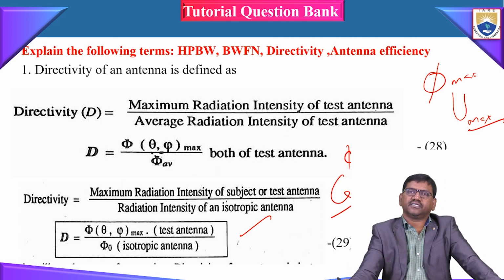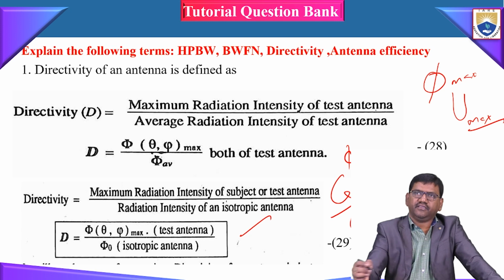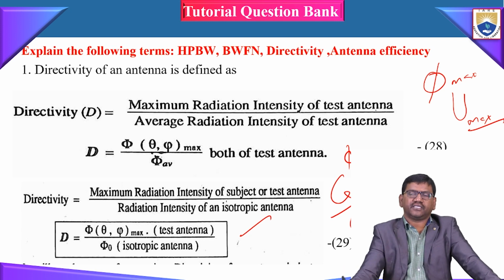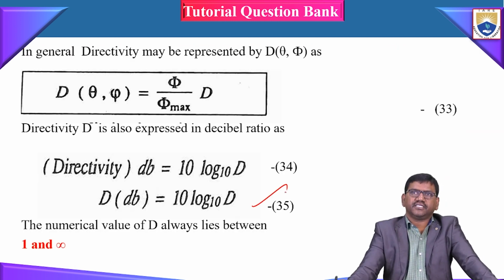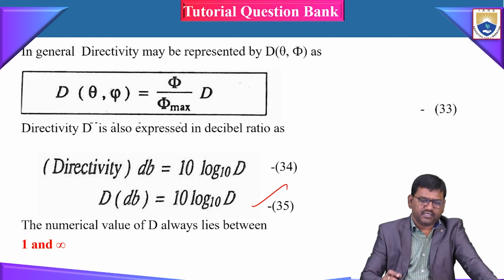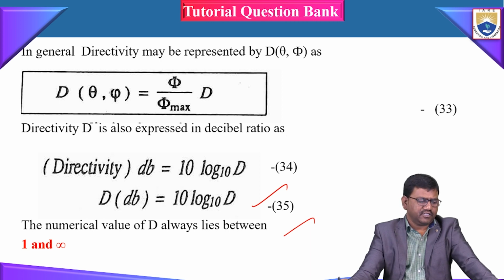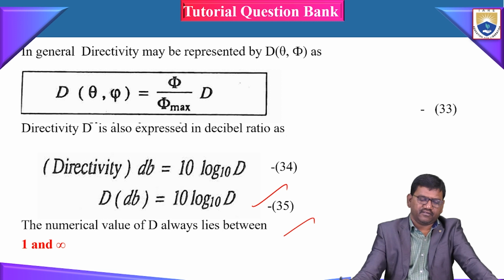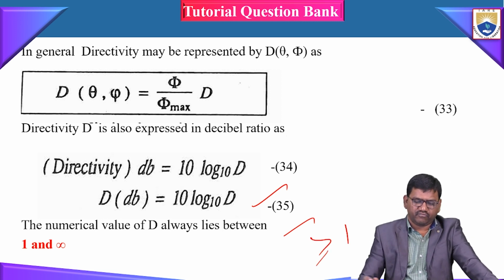Similarly, G represents the gain of an antenna. G naught represents the gain with respect to the isotropic antenna. If we want to measure the directivity in dB, we can use the equation D in dB is equal to 10 log D base 10. The numerical value of D always lies between 1 and infinity. Directivity will always be greater than or equal to 1 only.